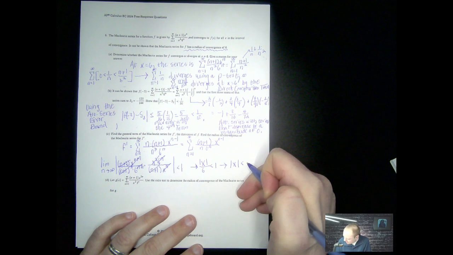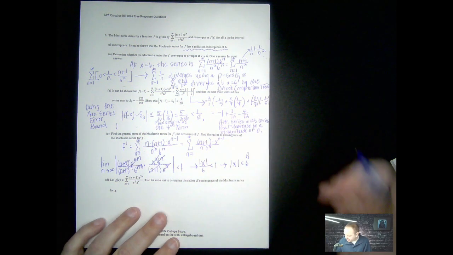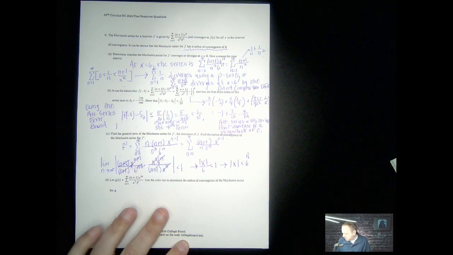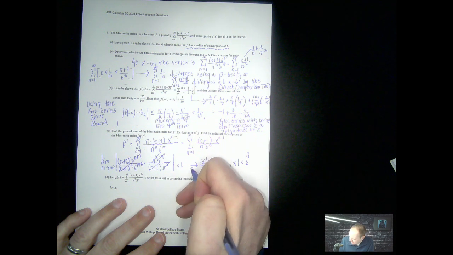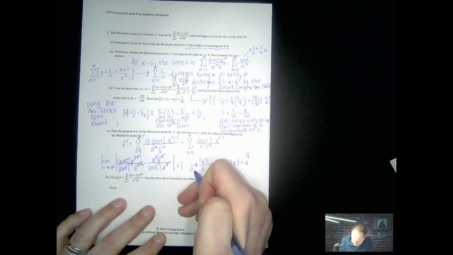So I'm going to apply my limit. And then I'm going to multiply my 6 over. So there you go. There's my radius of convergence. But I just proved it to you. I'm just showing you how to do it by hand.